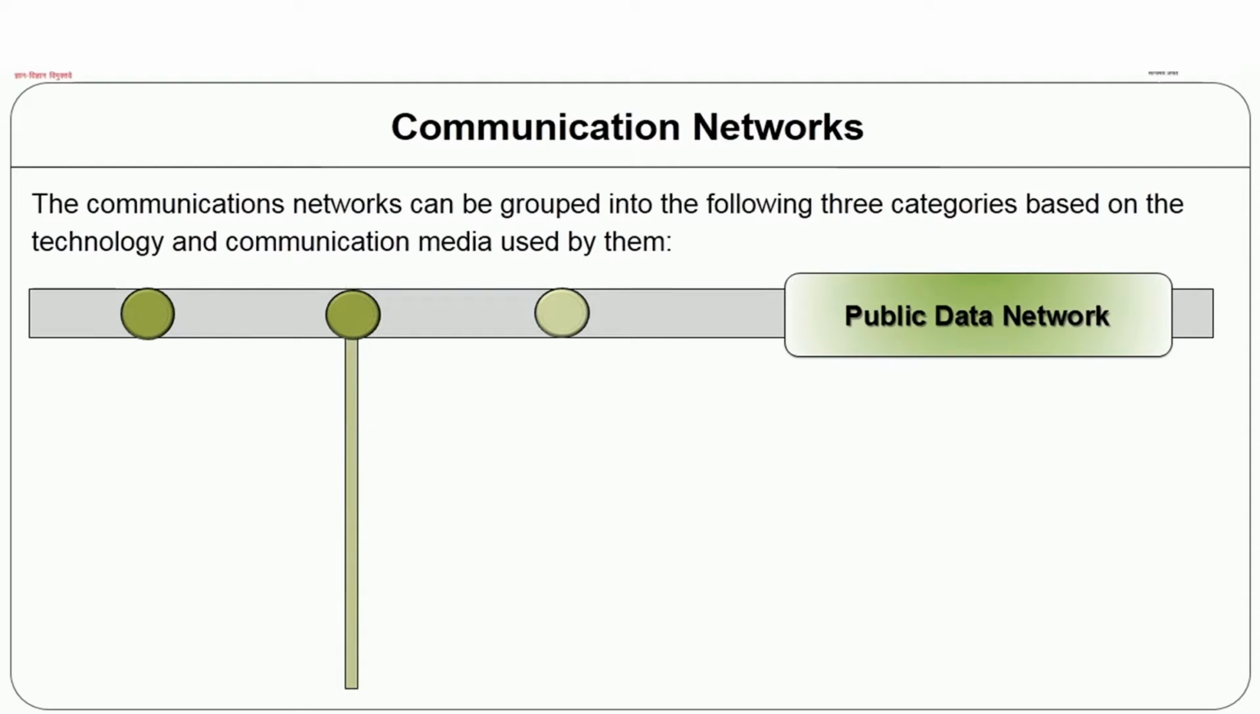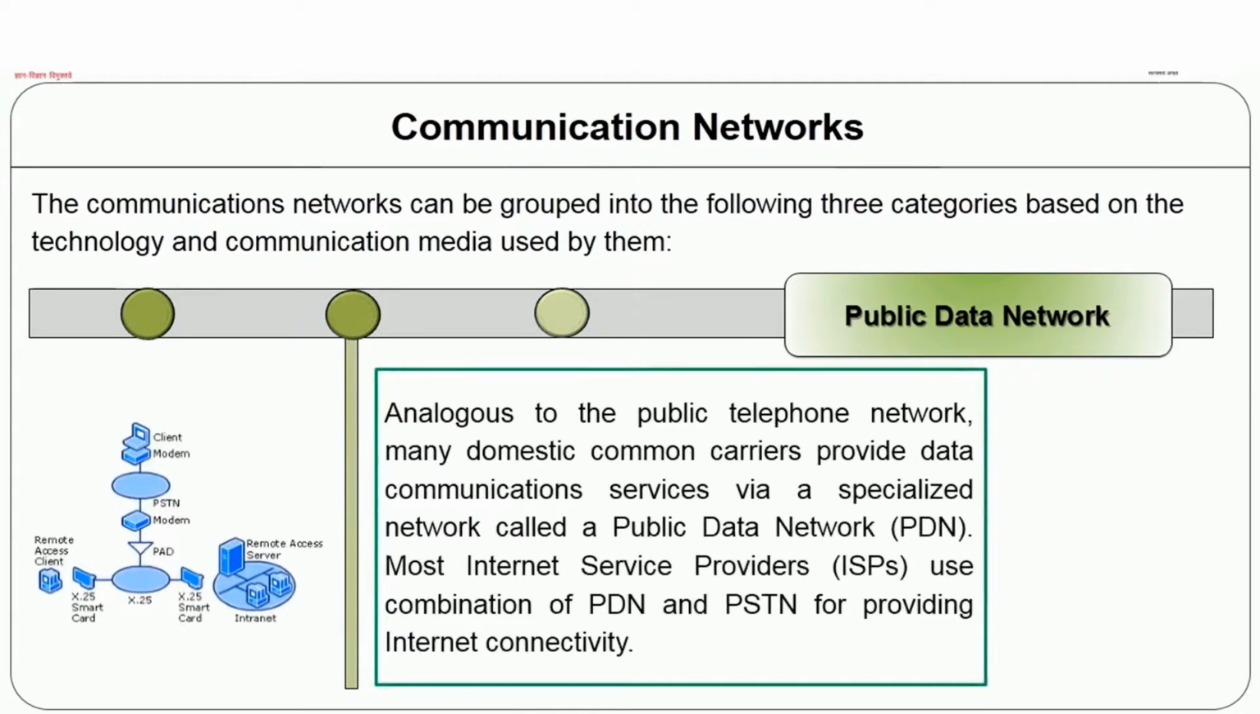The other one is public data networks. Analogous to the public telephone network, many domestic common carriers provide data communication services via a specialized network called Public Data Network, PDN. Most internet service providers use a combination of PDN and PSTN for providing internet connectivity.